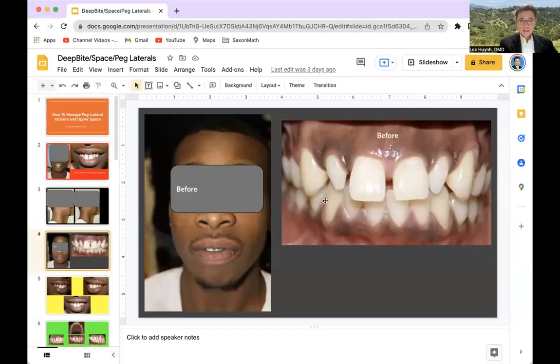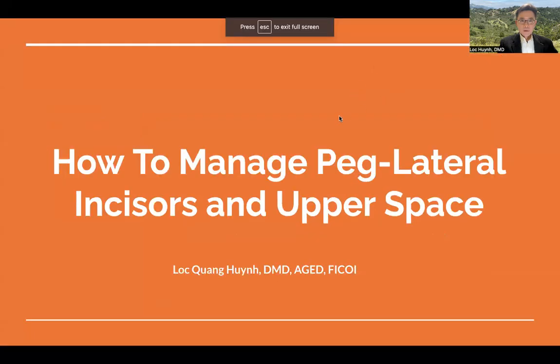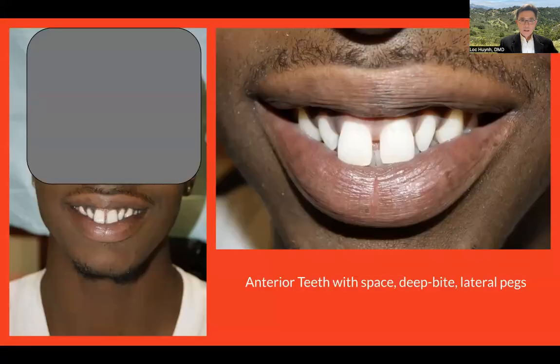I'm going to go ahead and continue another series of orthodontics for general dentistry and for general dentists. Show you how to take care of this case. The topic would be how to manage the peg lateral incisor and the space between the upper teeth. So we're going to jump right in for this particular case.